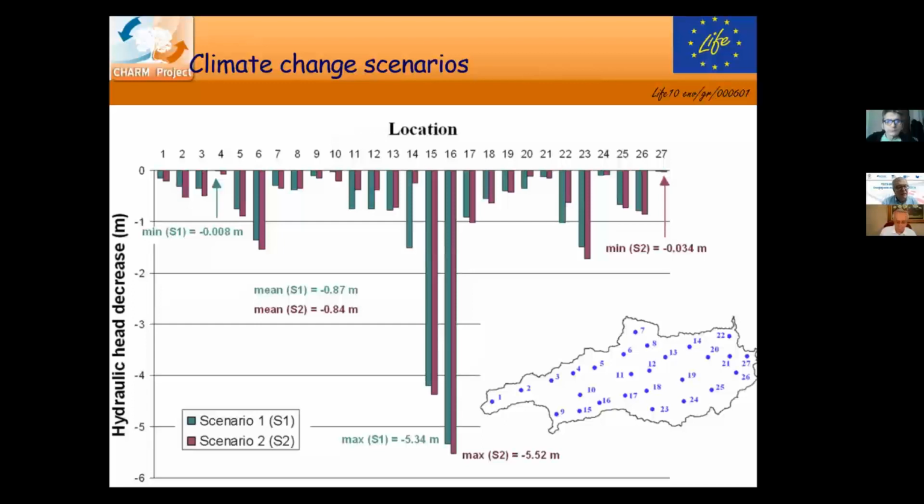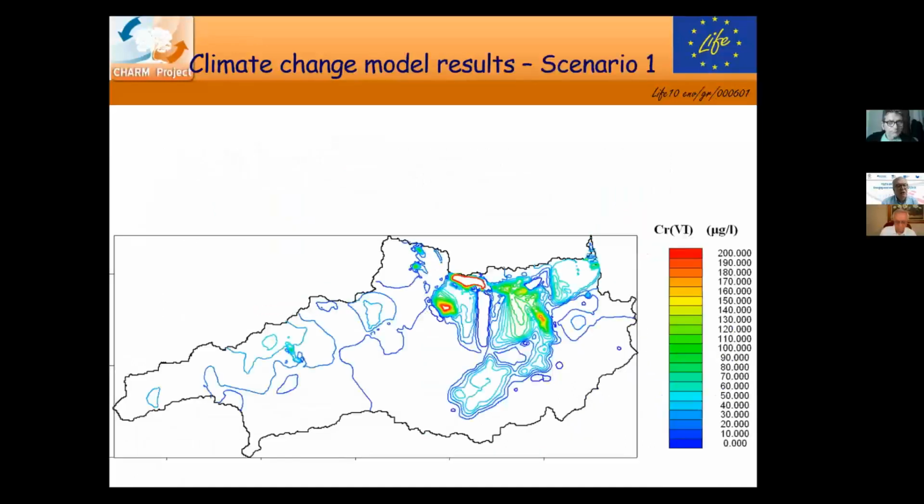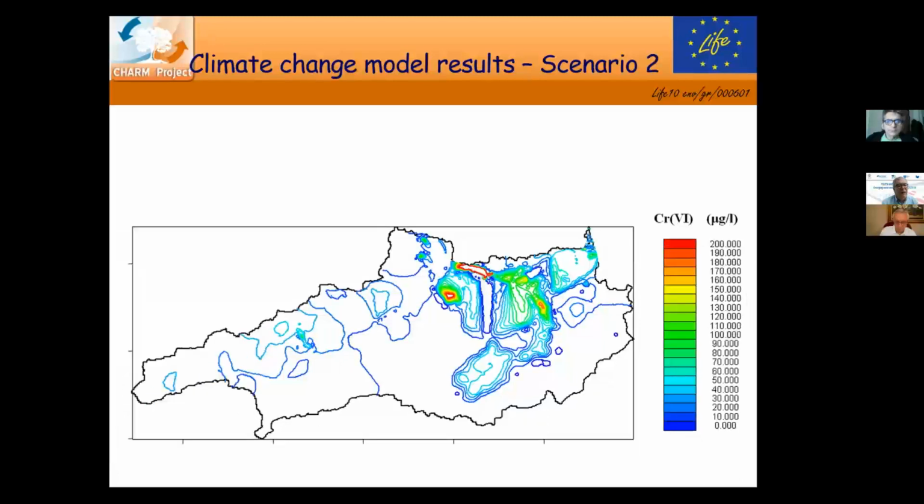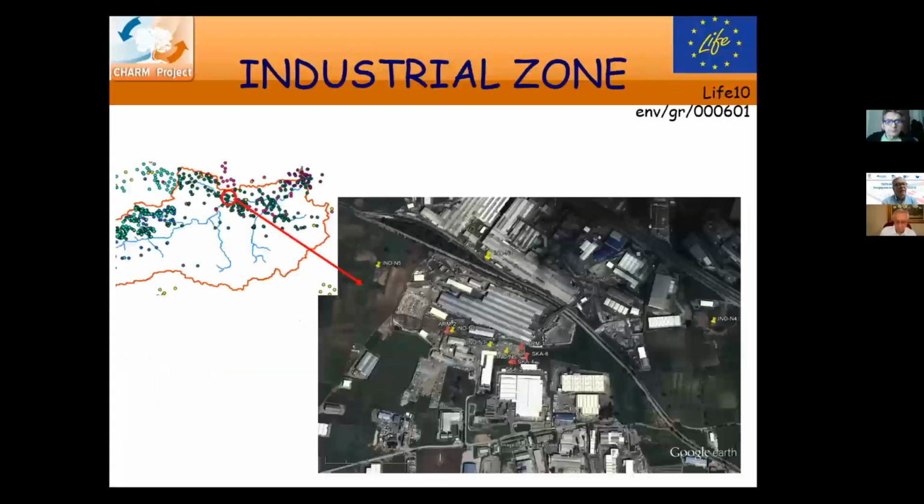We are expecting a decrease in the water table on average by 0.5 meters. And this is also the behavior regarding the spread of the chromium-6 concentrations for the 2 different scenarios. The main problem here, after finishing the big model, was to concentrate on the industrial area, where the concentrations were not only 3,000, but went up to 10,000 in some locations.